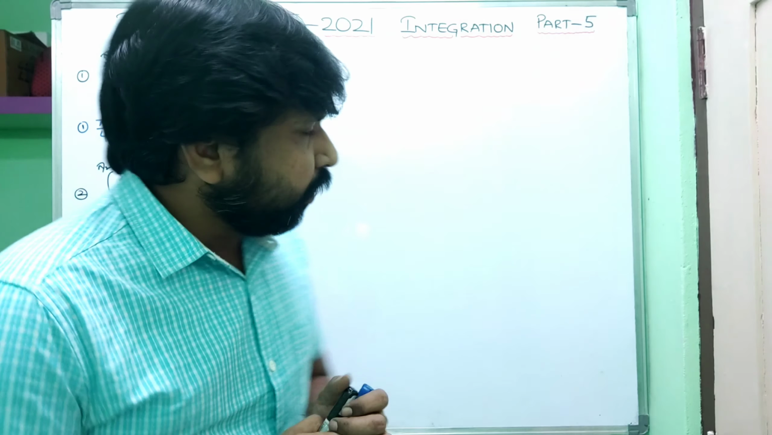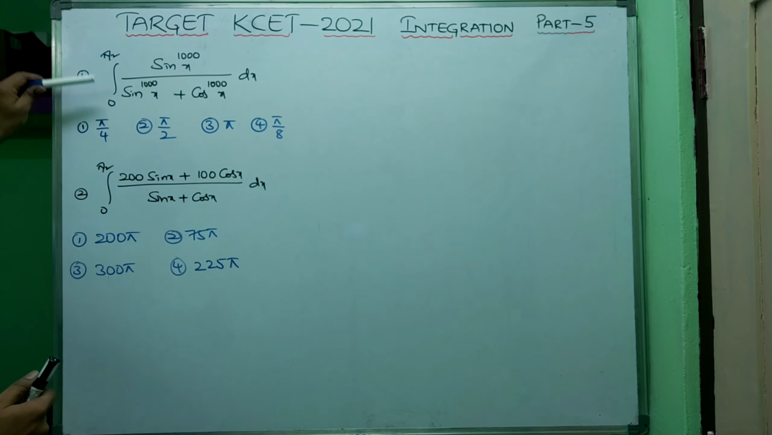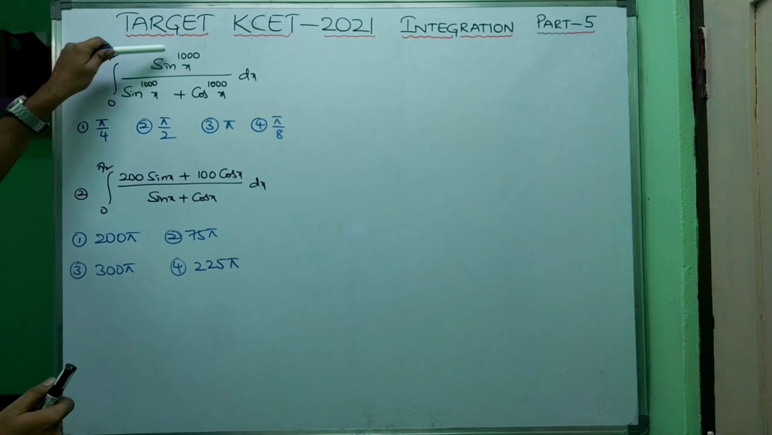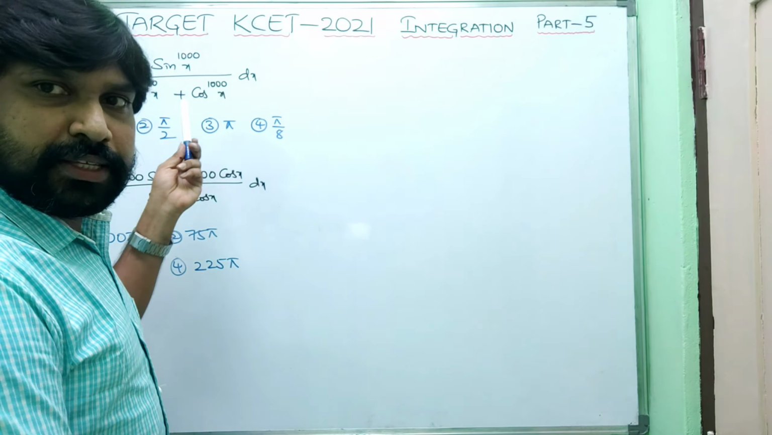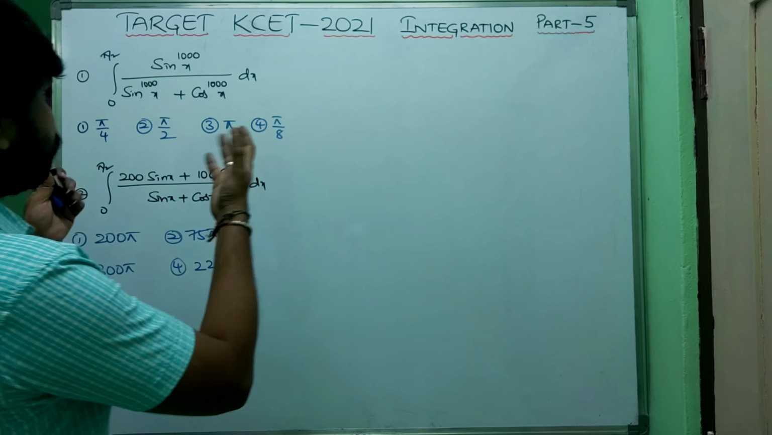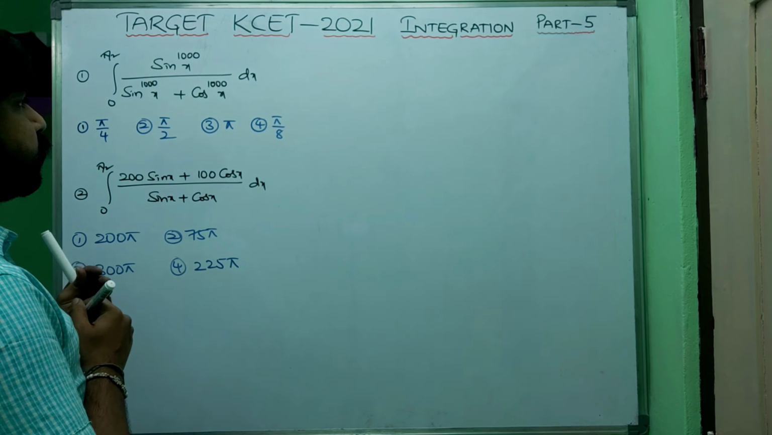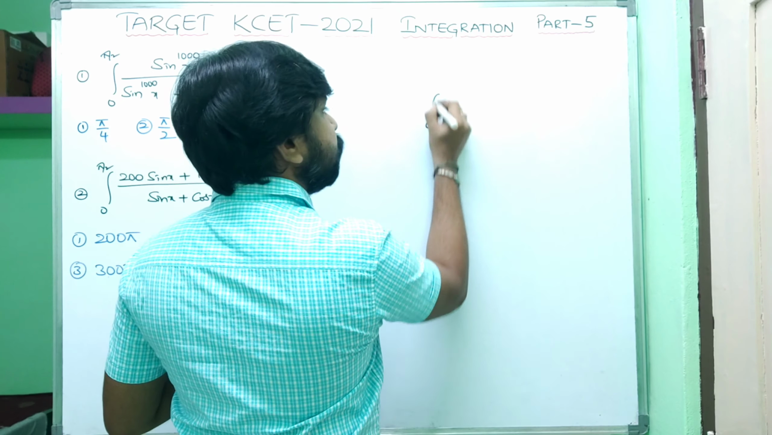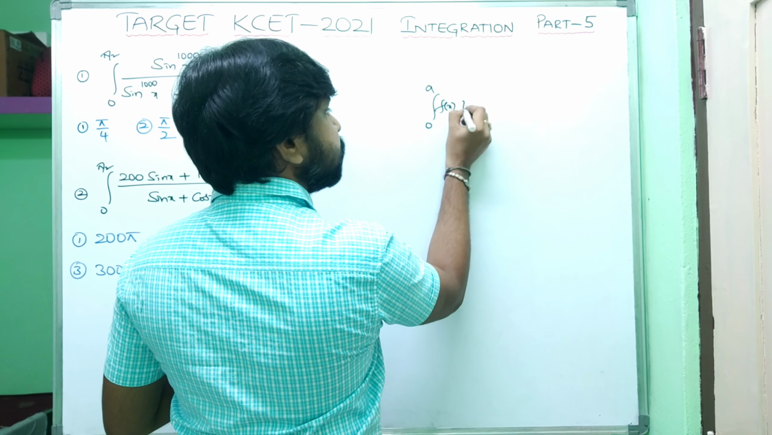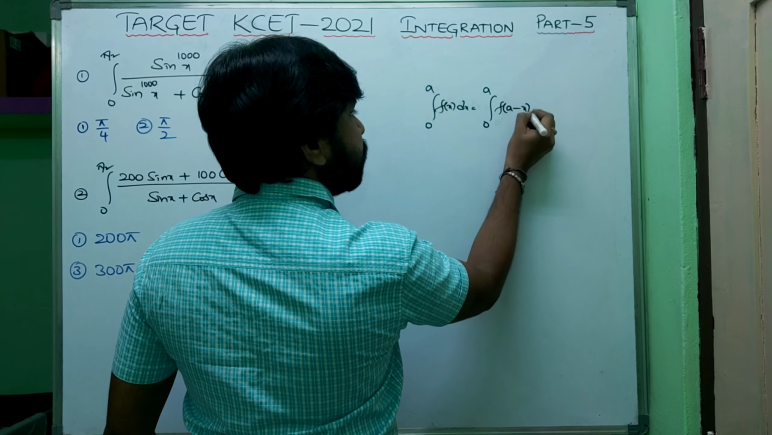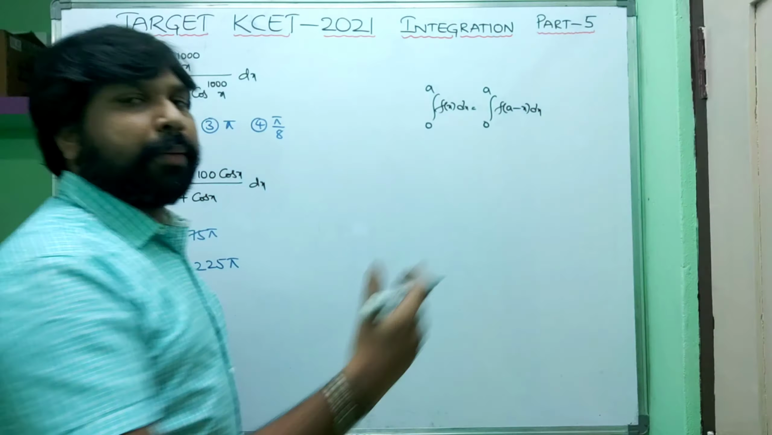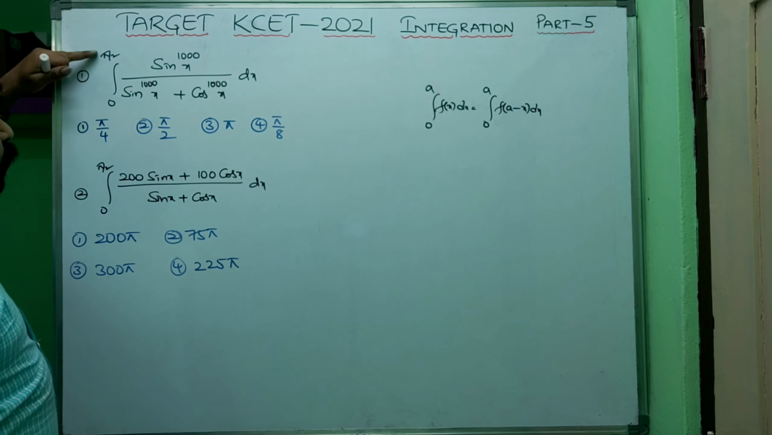In property related questions, the first one is integral 0 to pi by 2 sine to the power of 1000x by sine power 1000x plus cos power 1000x dx. This was given in a previous entrance examination question. So how to do this kind of question? By the property, integral 0 to a f of x dx equals integral 0 to a f of a minus x dx, where the upper limit minus x. It is of the form 0 to a.